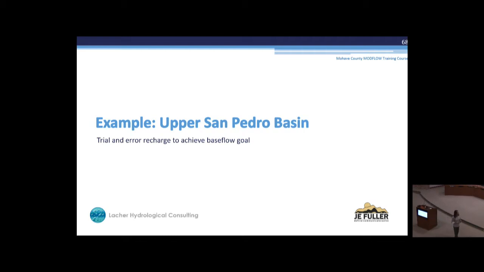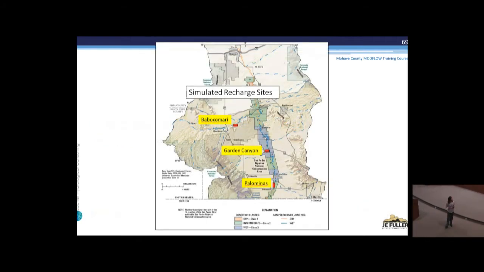That was crazy. Okay, so a couple of examples from Upper San Pedro Basin where we used trial and error to look at recharge and the potential impacts of that recharge. As I showed you, this is again the San Pedro Basin, Sierra Vista is in here. This is the San Pedro flowing from the Mexican border to the north and gradually joining the Gila River. Interstate 10 comes along the top here. So this part of the river is federal land and of high interest to a lot of parties.